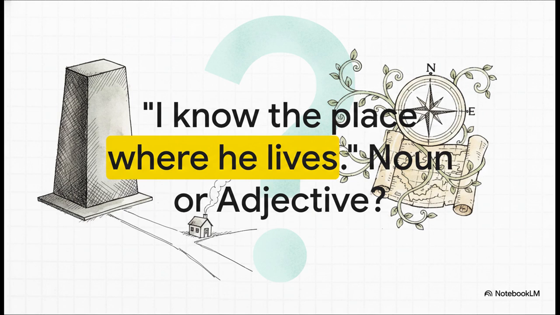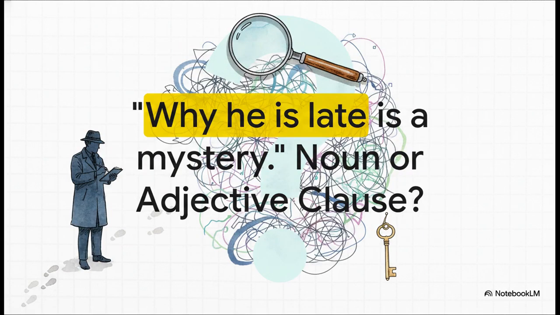So let's test drive this new tool. I know the place where he lives. The clause is where he lives. So is it naming something or is it describing the noun right before it, the place? Yeah, it's telling us which place, it's describing it, so that means it has to be an adjective clause. See? So easy. And now it's your turn to put on the detective hat. Take a look at this final sentence. Why he is late is a mystery. Is the clause why he is late naming the mystery itself, or is it describing something else? Go on, apply that master trick. You have all the tools now. You can totally do this.